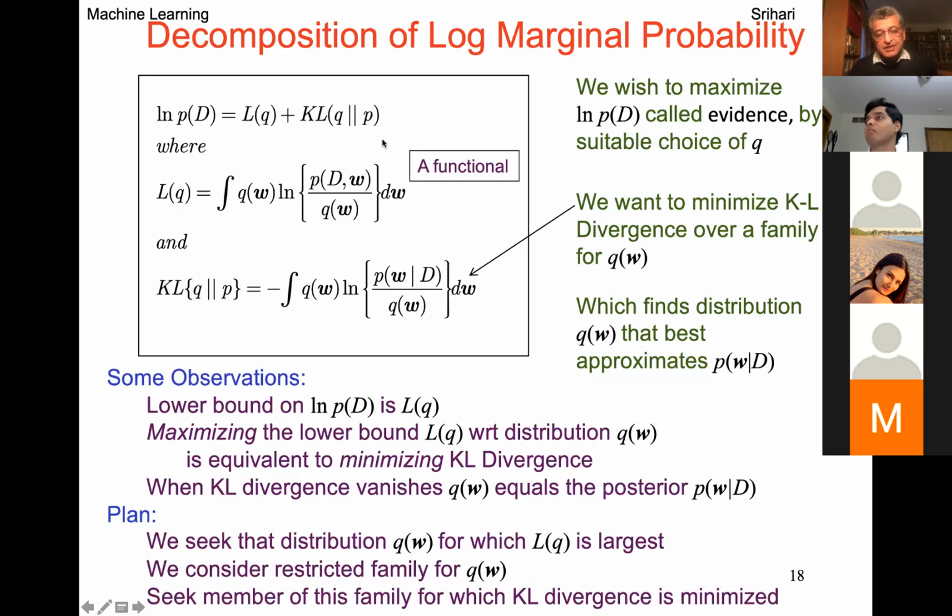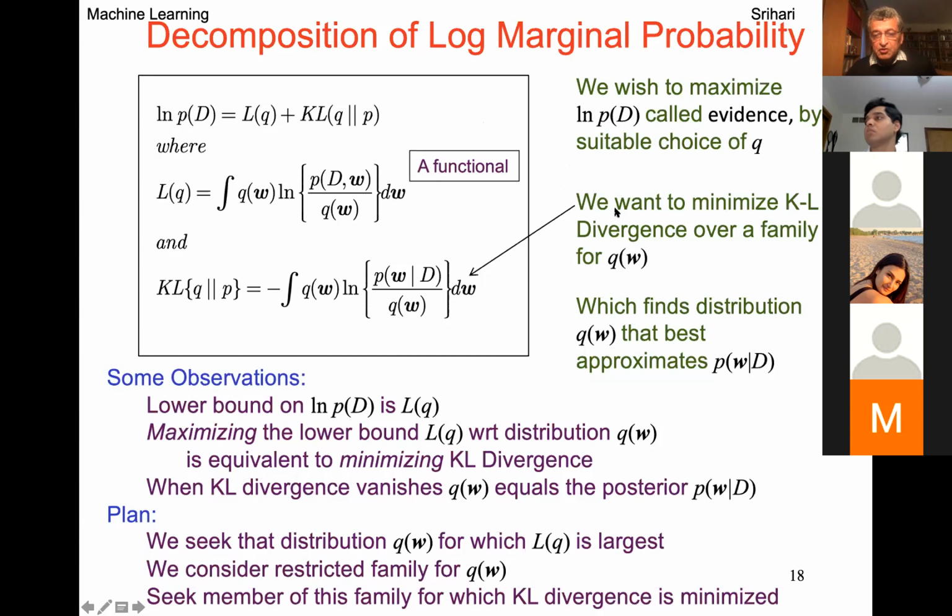So this is the equation that is important. You have to familiarize yourself with this lower bound and then the Kullback-Leibler divergence between Q and P, where W is given the data. All right, so that's Kullback-Leibler. So what is this? We wish to maximize ln of P(D), this quantity called evidence, by a suitable choice of Q. This is saying you have to choose some Q that's going to maximize the probability of the data.